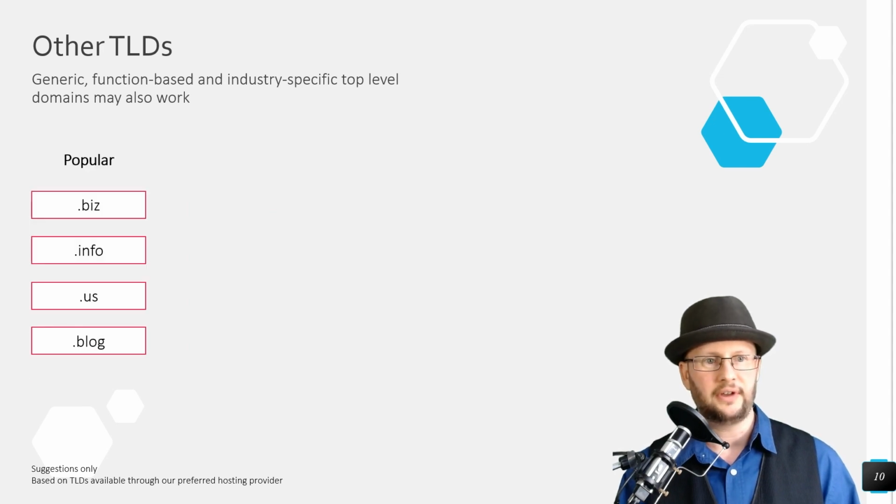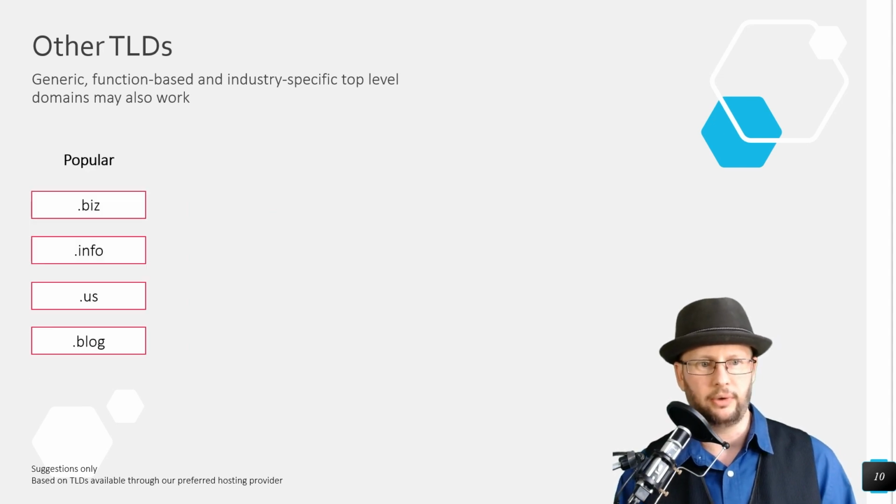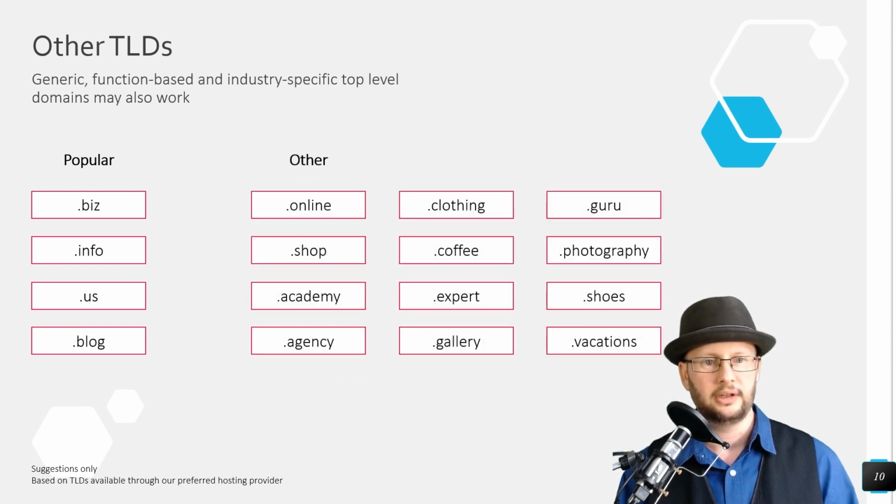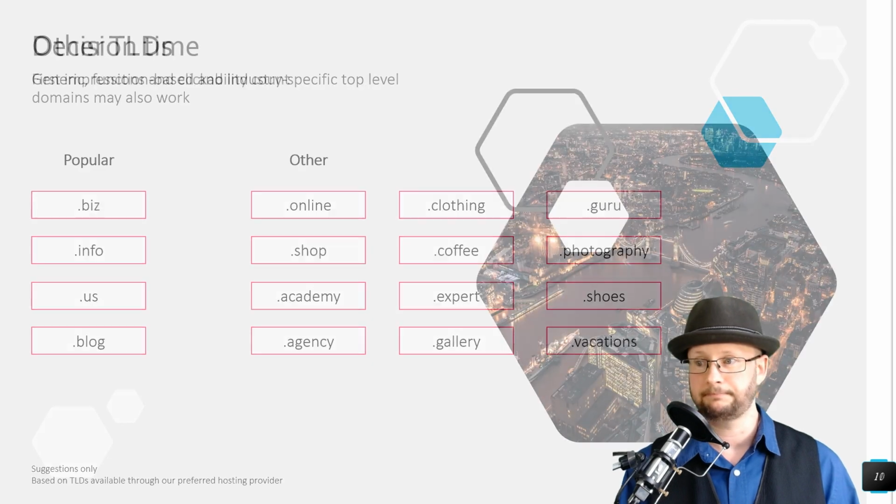And we also have other TLDs, which are quite popular. So we have things like .biz, .info, .us, blog, or a whole bunch of other ones which are available to us based on an industry rather than an entity type.